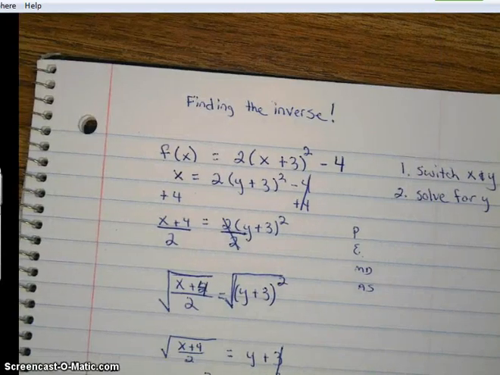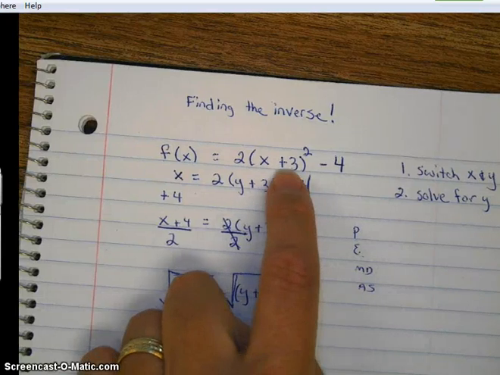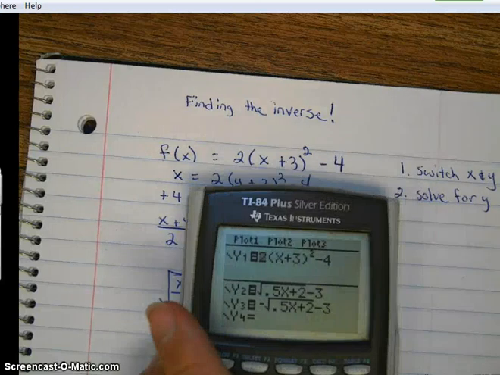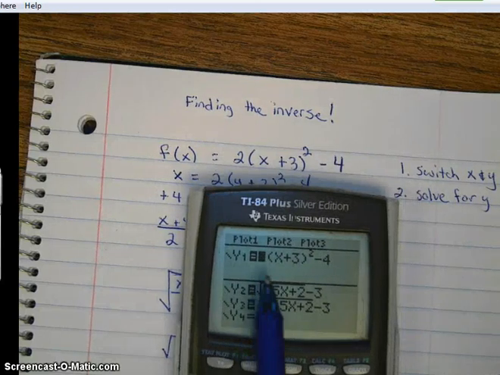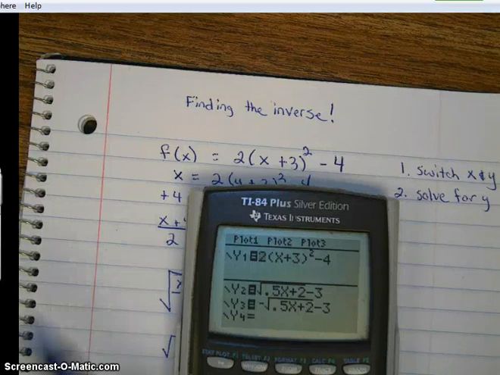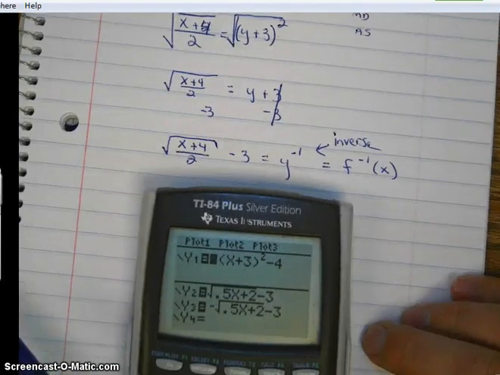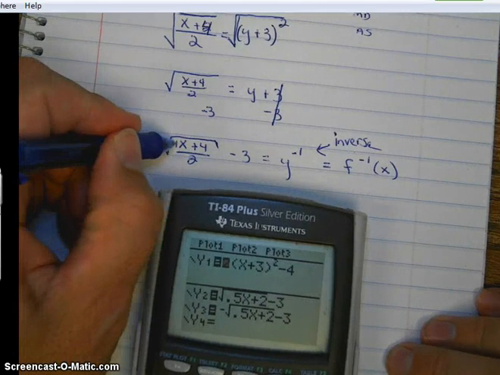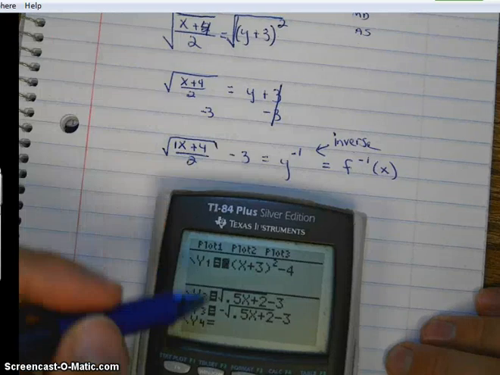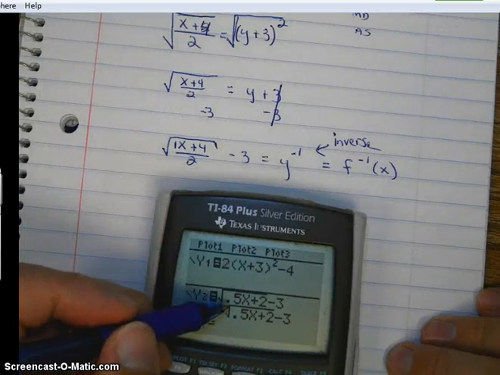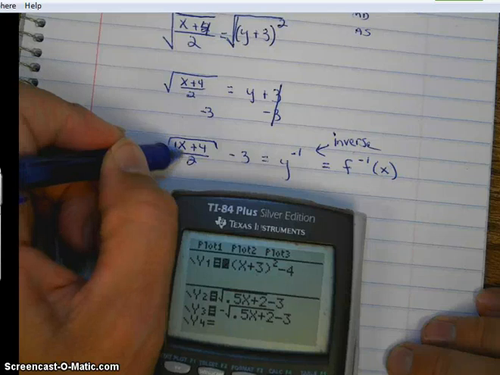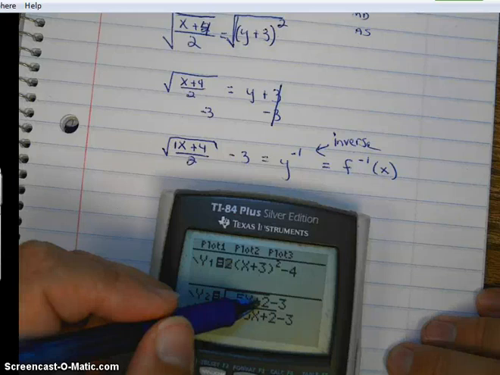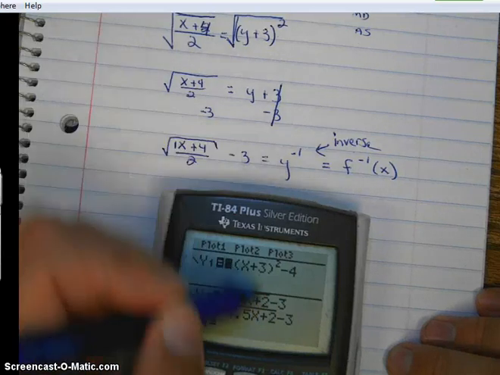Okay, so let's take a look at what this looks like graphically. So here's our quadratic. I'm going to go ahead and plug that in to y1. And then I'm going to take my square root function and plug it in. So remember that this is 1 over 2, so I use 0.5, easier to put in the calculator. 1 over 2 is 0.5. And then 4 divided by 2 is 2. And then I have my minus 3.